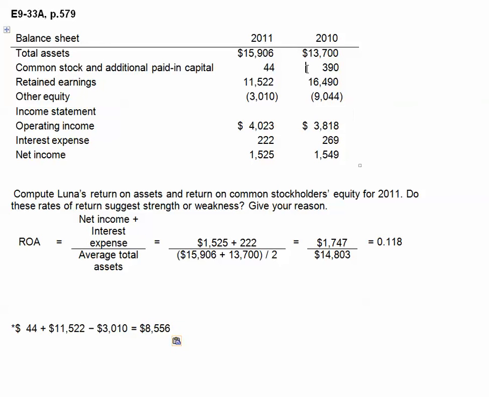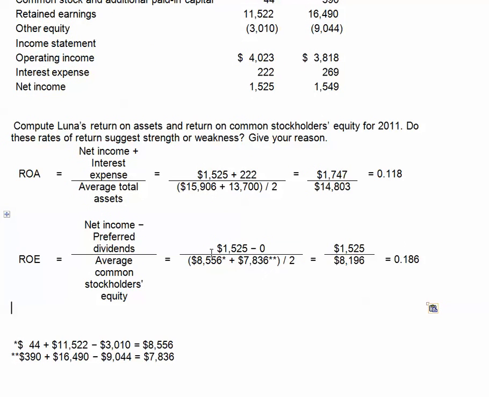And then you tally up what equity was at the beginning of the year, and we get 7,838. So plugging that all into a formula, you take your net income, 1,525, minus any preferred stock dividends, and you'd have to be told what that amount is, and since you weren't, we can assume none. Then we take our equity at the end of the year plus the beginning of the year, and divide by 2 to get an average.